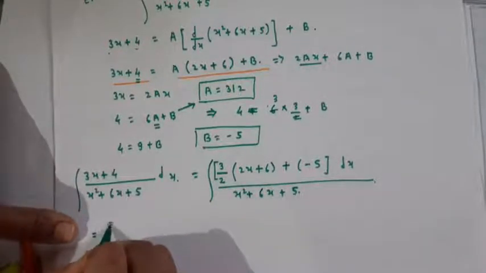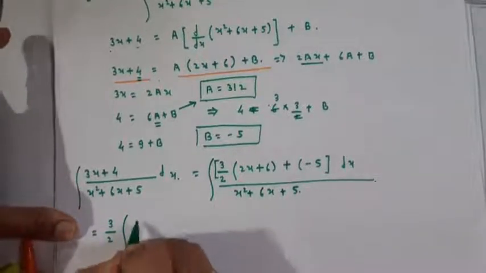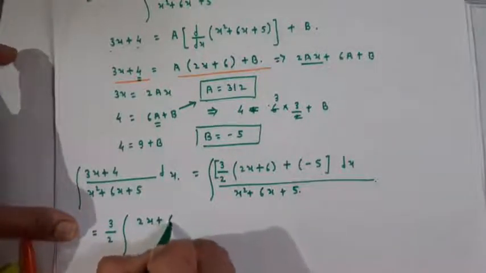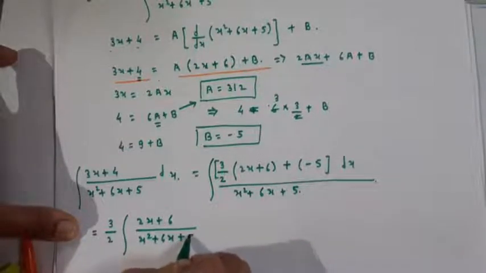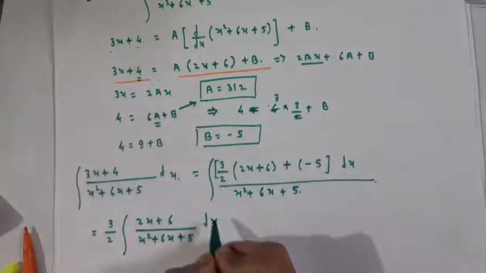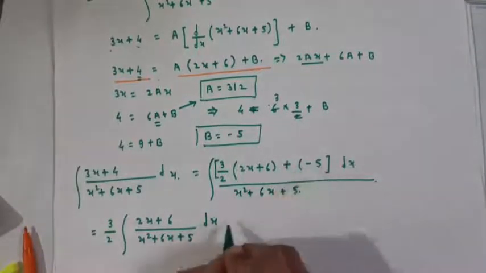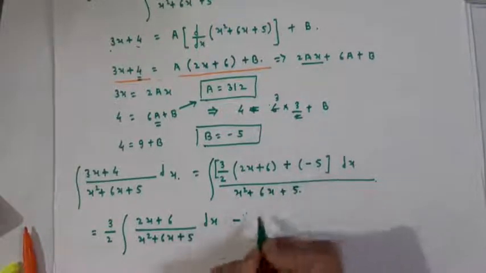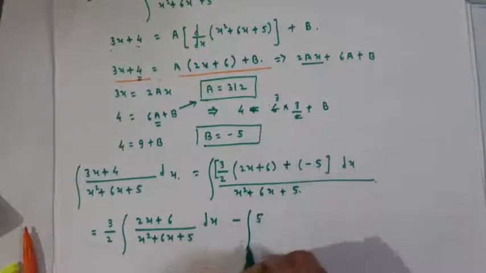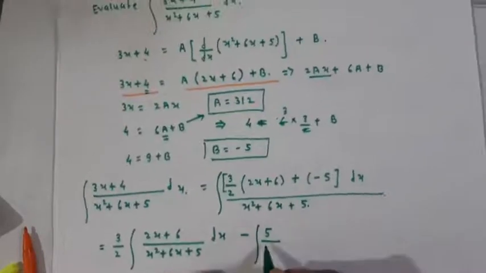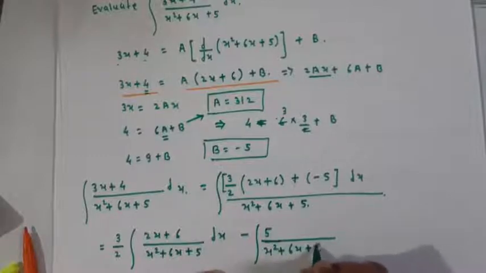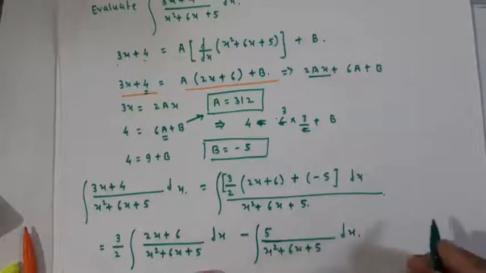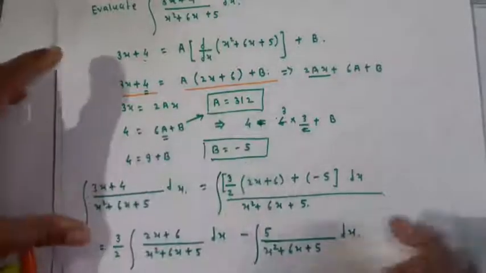The first term is 3 by 2 as a constant, the integration of (2x plus 6) upon (x square plus 6x plus 5) with respect to x, plus minus the integration of 5 upon (x square plus 6x plus 5) with respect to x. And this is the integral. There are two integrals that we have to solve.